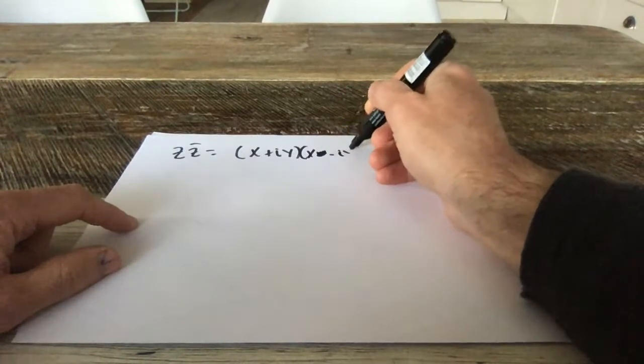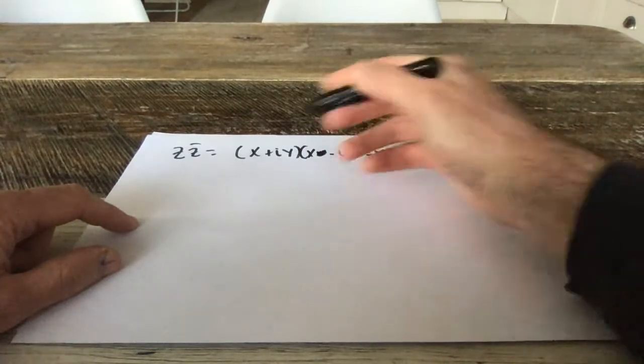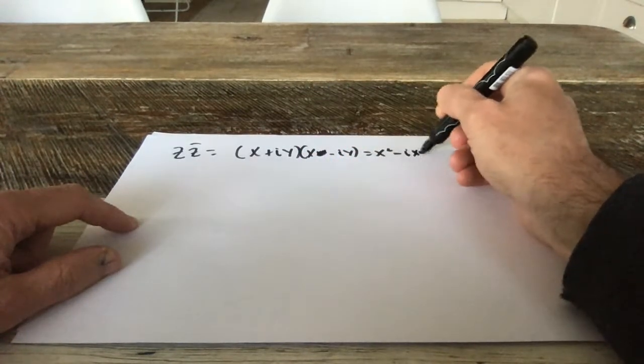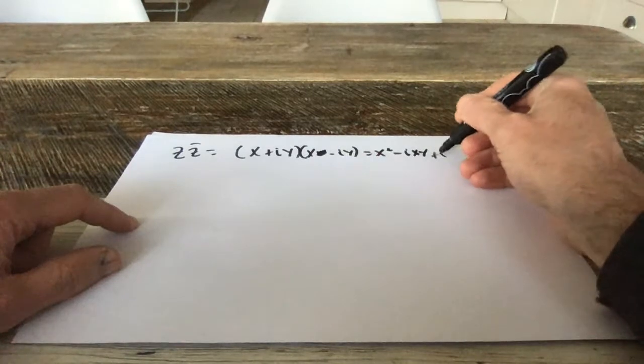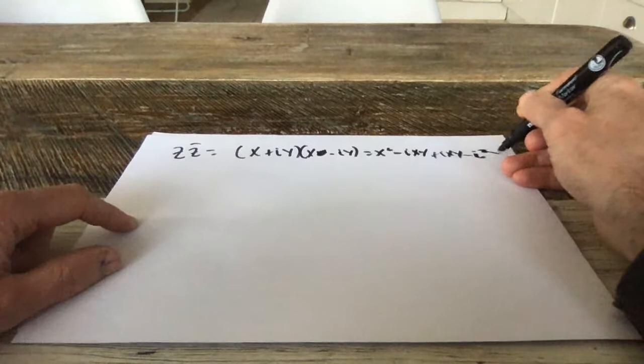If I multiply that out, I'm going to get x squared, and then minus i xy, and then here I'm going to get plus i xy, and then minus i squared y squared.